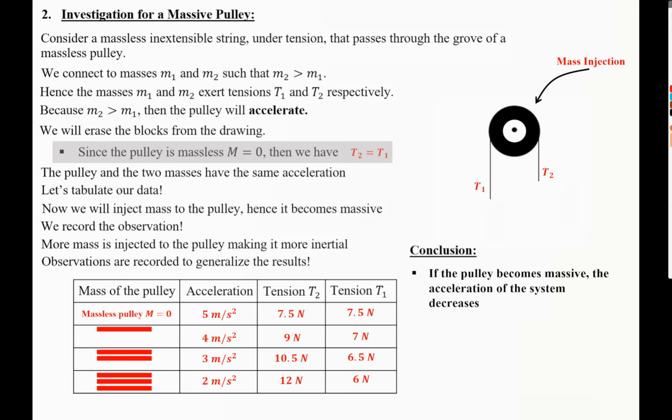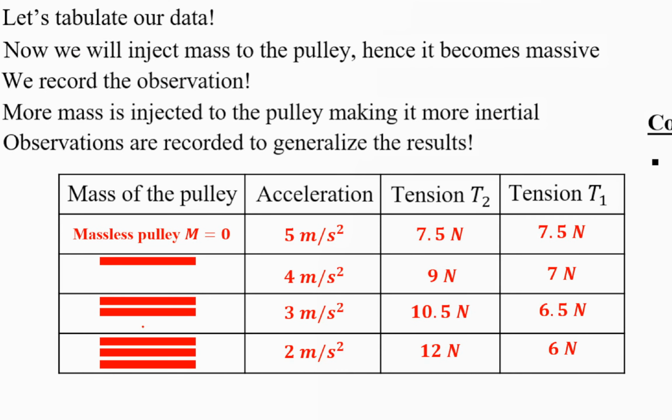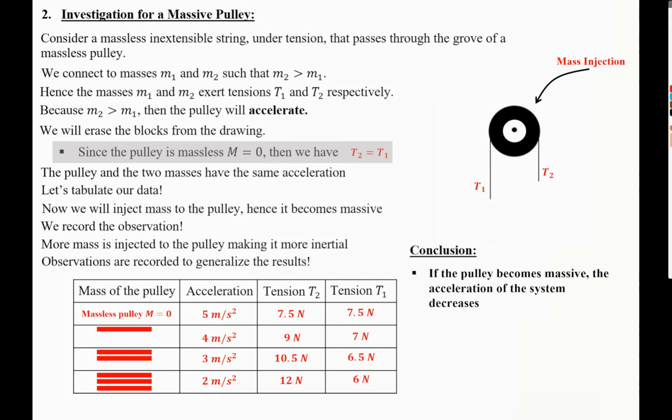What are the results? If the pulley becomes massive, the acceleration of the system decreases overall. This is result 1, because as you can notice, as we inject more mass to the system, the acceleration decreases from 5 to 4 to 3 to 2, and this depends on how much mass we're injecting into the system. The tensions aren't equal anymore.